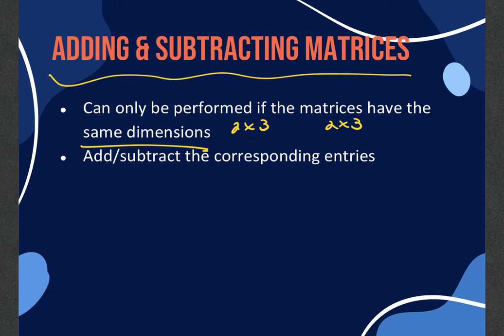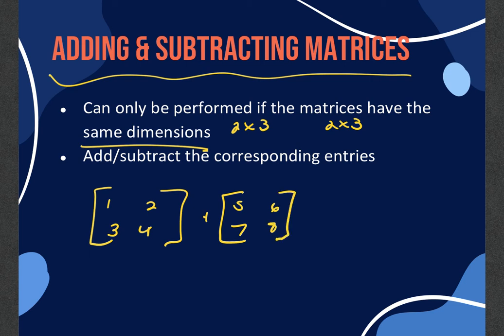And then all you do is literally add the first spot in each, the second one in each, the third one in each. So if it was 1, 2, 3, 4, plus, did you find it? 5, 6, 7, 8. So I can add these because they have the same dimensions. They're both 2 by 2s. So what I do is literally add row 1, column 1 in each one. So 1 plus 5 would be 6. And then I add row 1, column 2. 2 plus 6 would be 8.